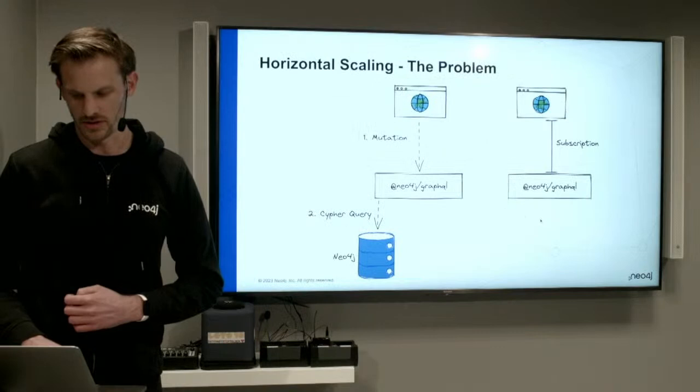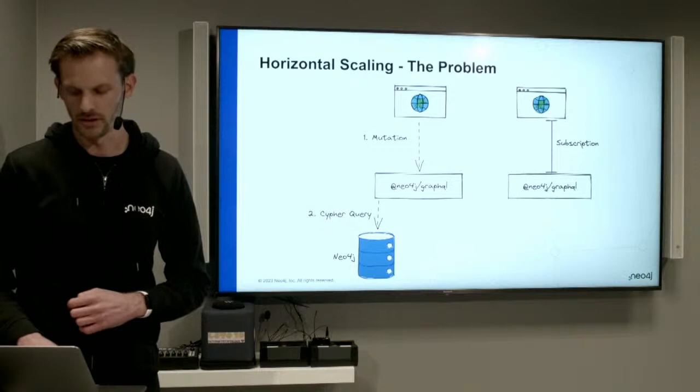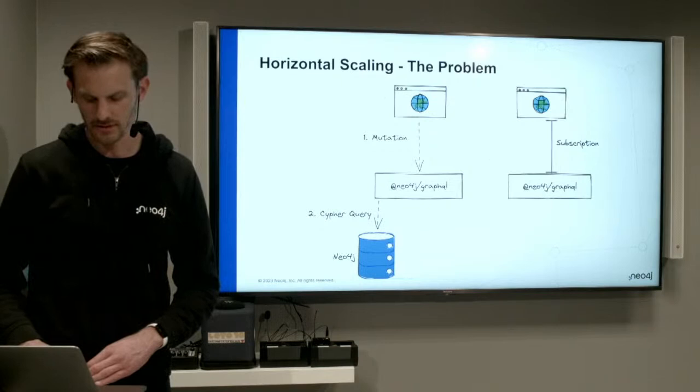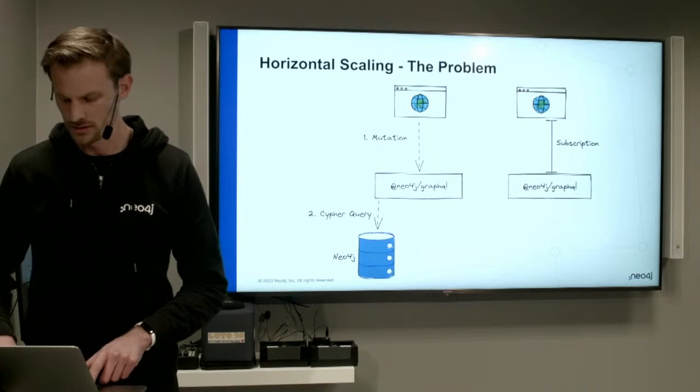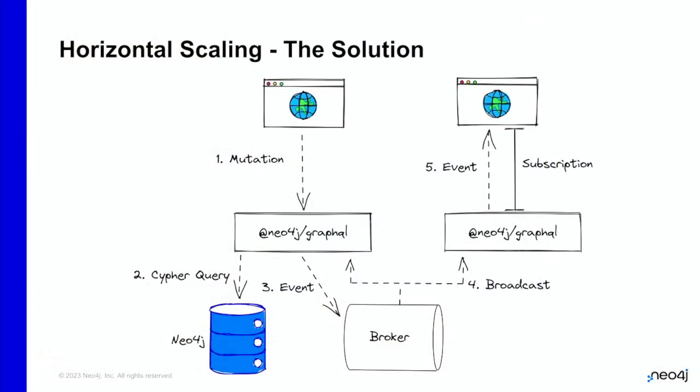That a client over here subscribes to this particular Neo4j GraphQL instance, but the mutation happens on this instance. So how do we make sure this person or client over here gets informed about the mutation that occurred over here? Isn't there something missing here, right? And we've solved that already.